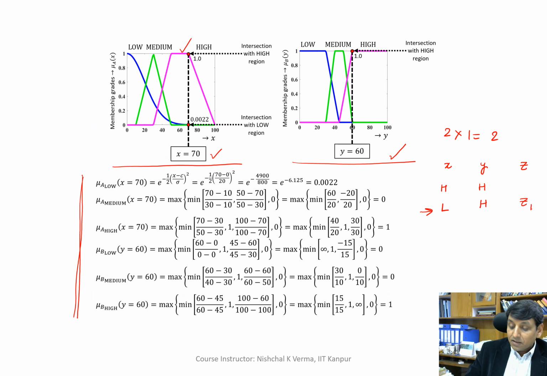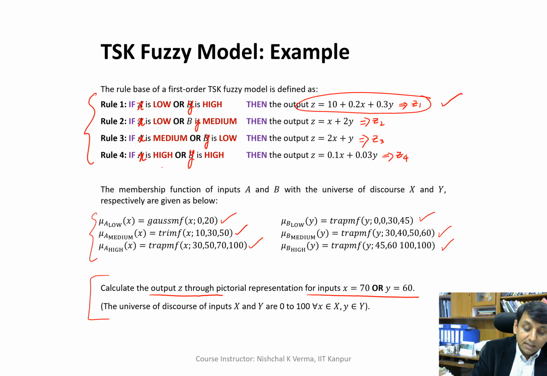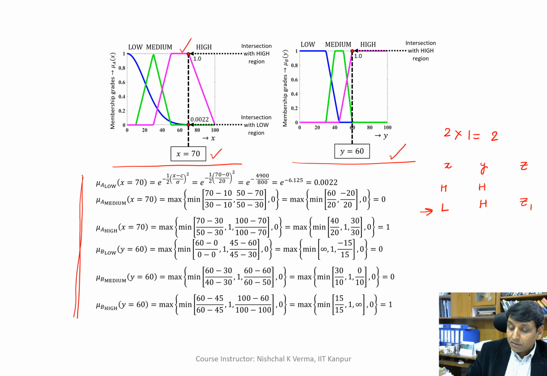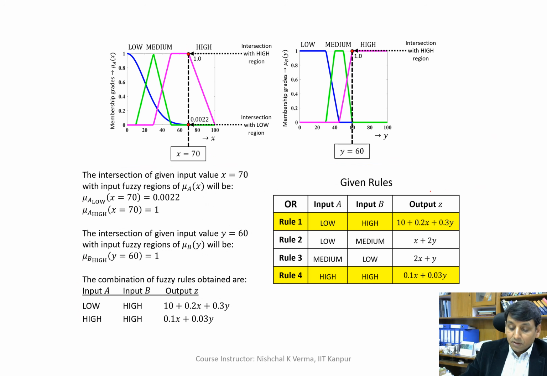Similarly, for the other case, high high, when x is high, this is the fourth rule. So rule number 1 and rule number 4 are relevant, and the output here will be Z4. No other rule is applicable because we get only two combinations. So rule number 1 and rule number 4 are applicable out of all four rules given. This one is not applicable, this one is not applicable.